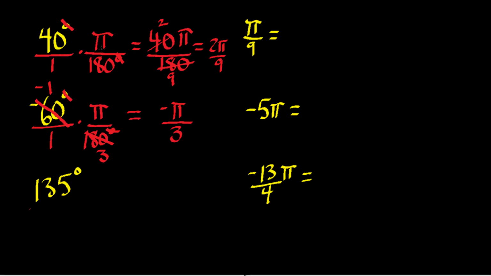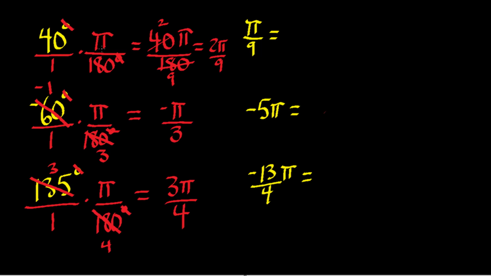For this last degree problem, when we multiply by pi over 180 degrees, the degrees will cancel, and hopefully we recognize that 45 is the GCF, so we divide both of these values by 45, and we will get 3 over 4. 3 times pi is 3 pi divided by 4, so 3/4 pi is our final answer.